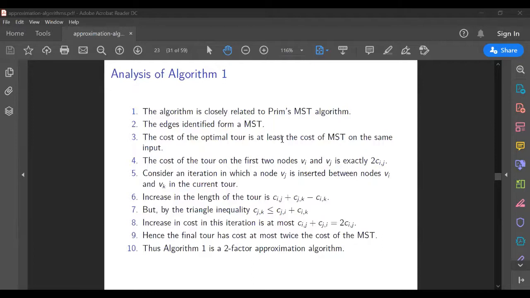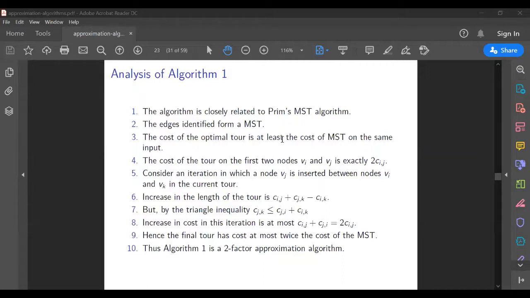The algorithm is closely related to the Prim's MST algorithm. The edge is identified from an MST. The cost of the optimal tour is at least as much as the MST on the same input. The only thing is, from the last one, I have to come back to the first one. So that will be the new thing that I have included. The cost of the tour on the first two nodes, Vi, Vj, is exactly 2 times Cij, because I have to start and come back. So if I have only 2 nodes, the cost of visiting them is going to be 2 times Cij.